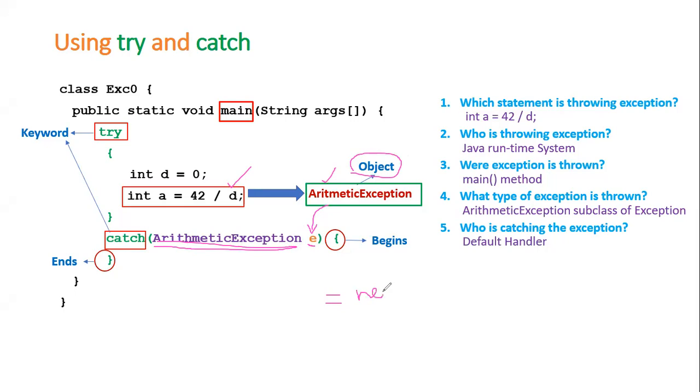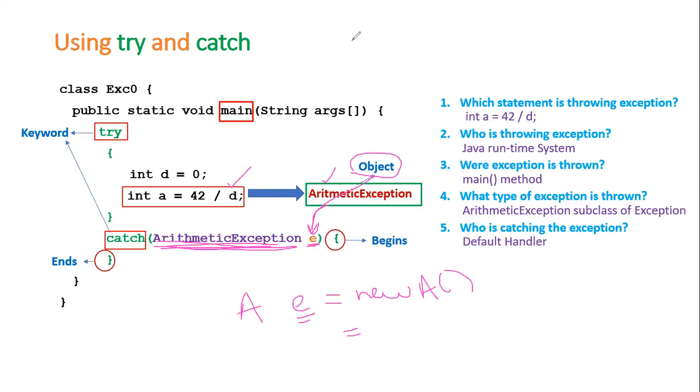Let us assume I want to create an object of a class called A. I've created an object of class A, and this object I'm trying to store in a variable called E. What's the type of E? The type of E is the name of the class. Here it is the same thing. I'm creating an arithmetic exception, which is an object, and I'm assigning this object to a variable called E. Now what's the type of E? The type of E is ArithmeticException. Therefore, I picked ArithmeticException here.